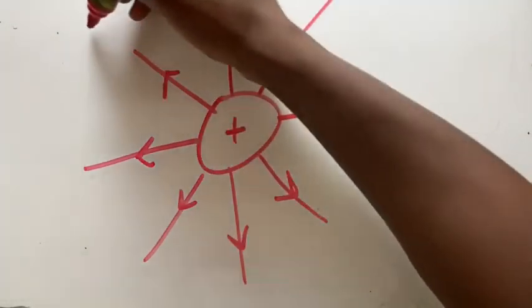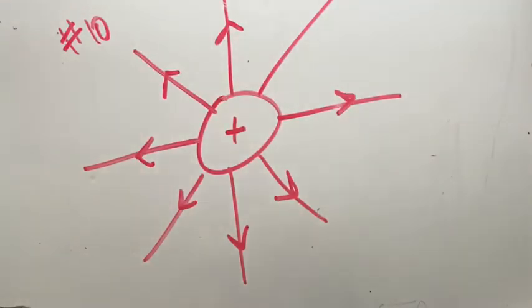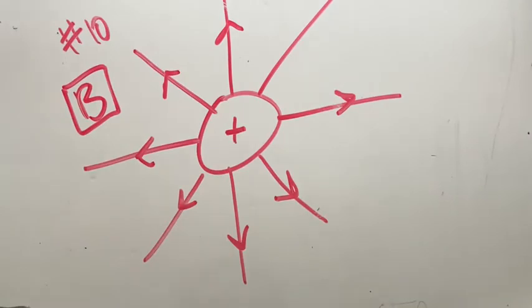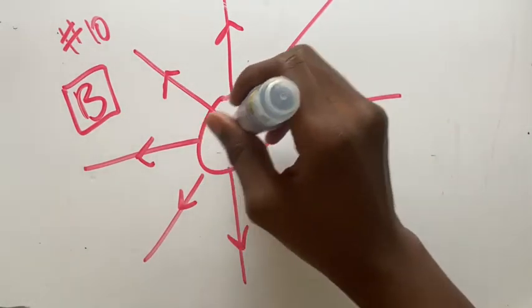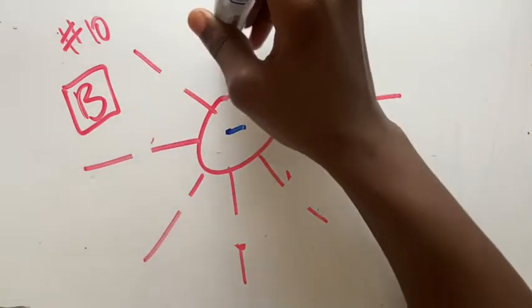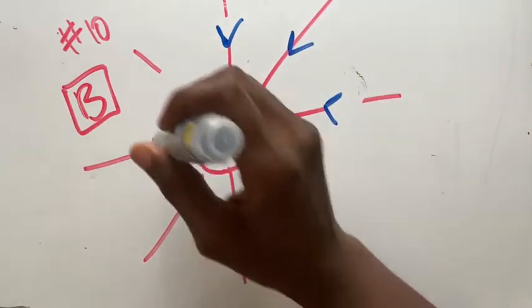Boom. So for number 10, the answer is going to be B. Right? And if we have a negative charge, the arrows are going to point towards it, if it were a negative charge.